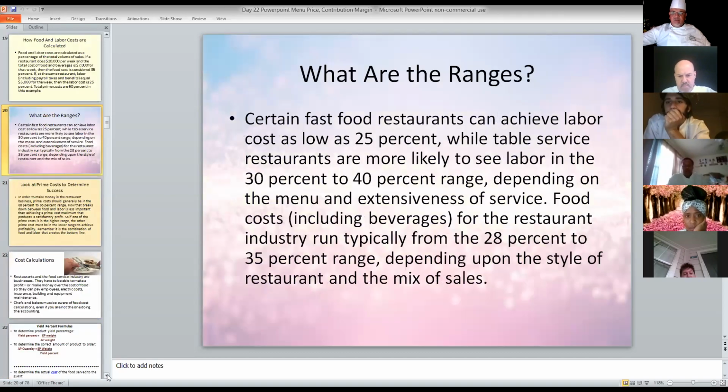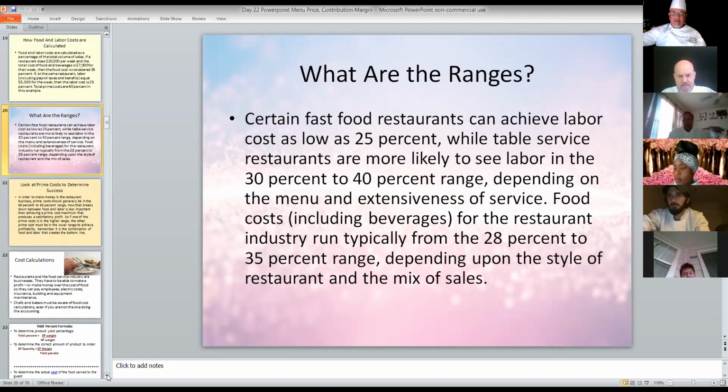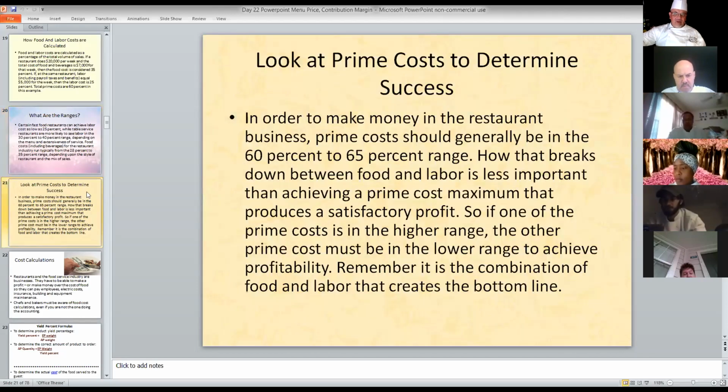What are the ranges? Certain fast food restaurants can achieve labor costs as low as 25%. We started with 24%, and you can drive it a little lower than that if you want, but just don't kill your staff. Table service restaurants are more likely to see labor in a 30% to 40% range, depending on the menu and the extensiveness of the service. Food costs, including beverages, for the restaurant industry typically run between 28% and 35%, depending on the style of restaurant and the mix of sales, especially if you have a large liquor inventory, your primes, your wells, all that goes in.